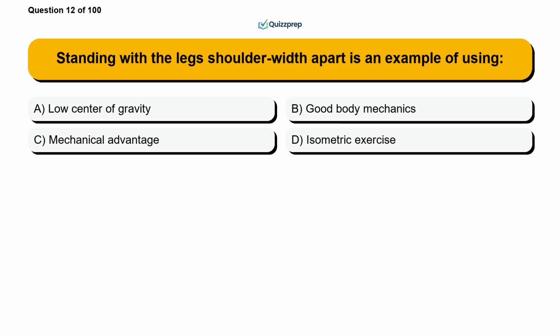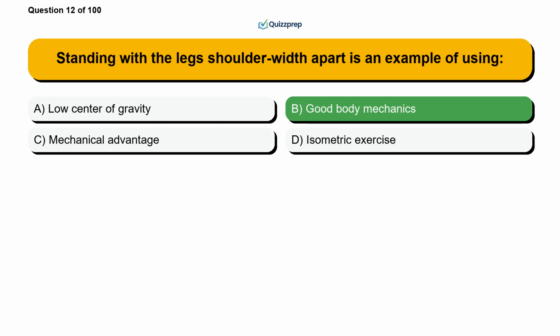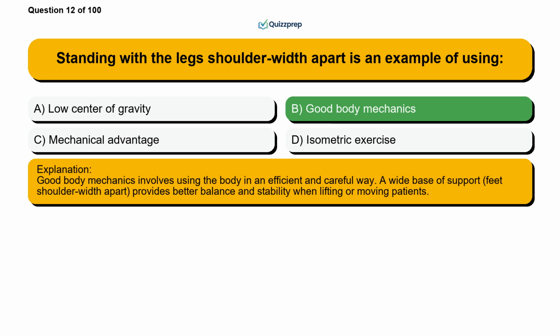Standing with the legs shoulder width apart is an example of using option A, low center of gravity, option B, good body mechanics, option C, mechanical advantage, option D, isometric exercise. The correct answer is option B, good body mechanics. Good body mechanics involves using the body in an efficient and careful way. A wide base of support, feet shoulder width apart, provides better balance and stability when lifting or moving patients.